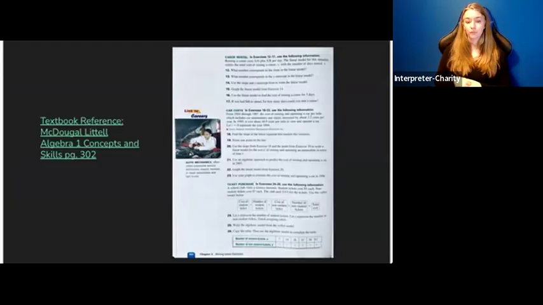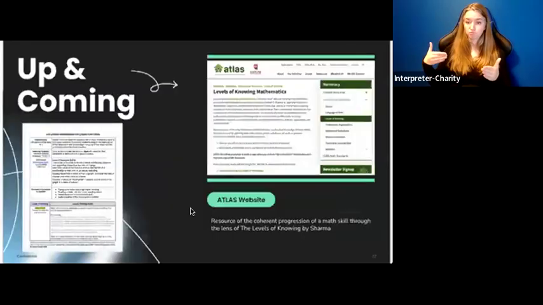So this resource is up and coming. It will be listed on the Atlas website under levels of knowing mathematics. It is starting to be filled. This is the first lesson that's coming. And again, it's a progression lesson. It is not a lesson on how to teach linear functions specifically, but what does each level look like in a student's learning if they are learning linear functions according to our standard 8.F.4. What would it look like for those students along the way?